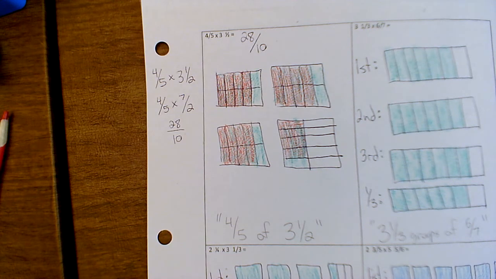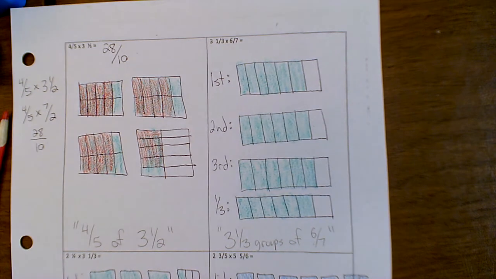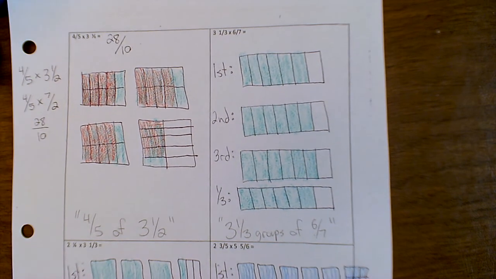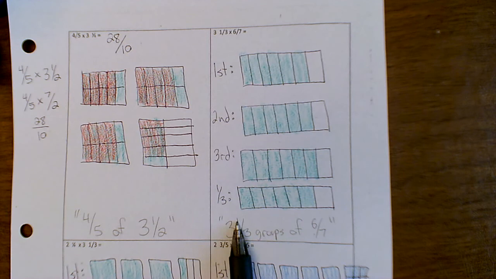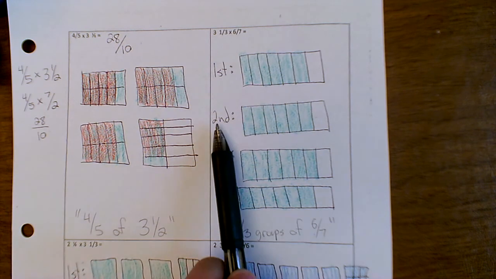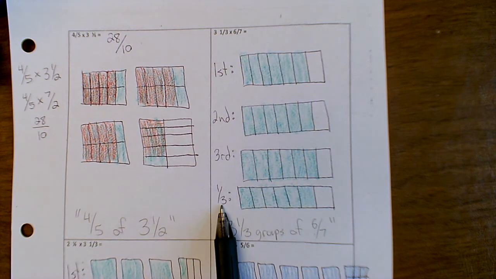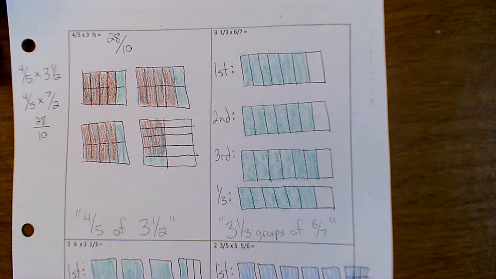So the next one, 3 1/3 times 6/7. So that means I want to make 3 1/3 groups of 6/7. So I'm going to have my first group of 6/7, my second group of 6/7, my third group of 6/7, and then we need a third of a 6/7. So I've, again, already drawn out what 6/7 might look like.